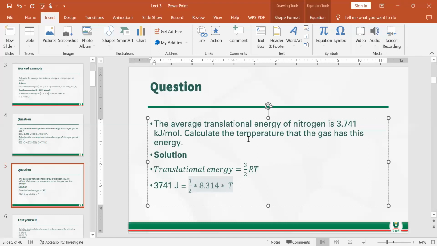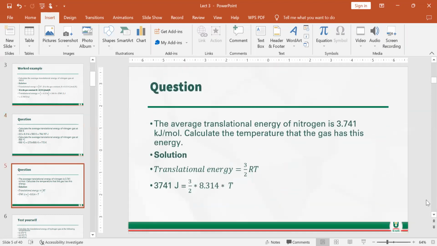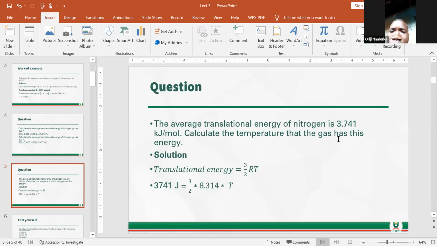I'm not supposed to go back, but let me take you back to see. Calculate the average translational energy of nitrogen gas at 500 Kelvin. The formula is 3/2 RT, where R is a constant, 8.314, times the temperature. In this next one, the average translational energy of nitrogen is 3.741 kilojoule per mole. Calculate the temperature at which the gas has this energy. So you now recall the equation. You are trying to make T the subject of your formula.